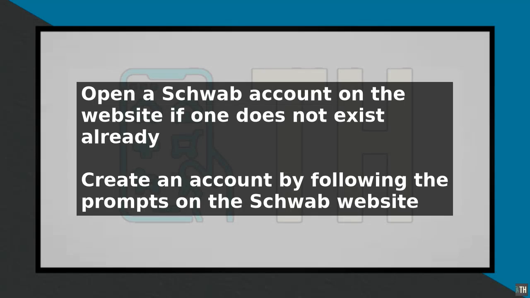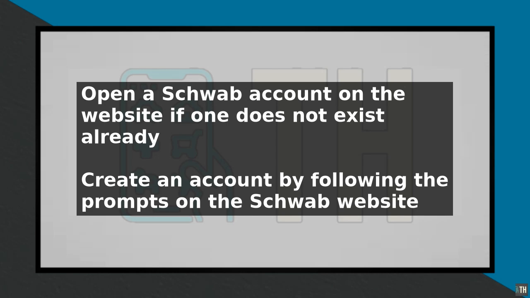To enable Thinkorswim on Schwab, you will need to follow a series of steps. First, you need to open a Schwab account if you do not already have one. This can be done by visiting the Schwab website and following the prompts to create an account. Once you have a Schwab account, you can download the Thinkorswim platform from the Schwab website.